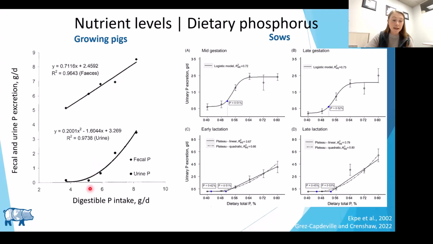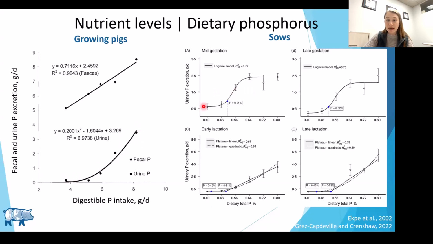However, when we look at the phosphorus excreted in the urine, we see a little bit of a different story. When we're closer to the pig's requirement, we don't see much phosphorus actually excreted in the urine. However, as we increase that phosphorus level above the pig's requirement, we see this exponential increase in our phosphorus excretion.